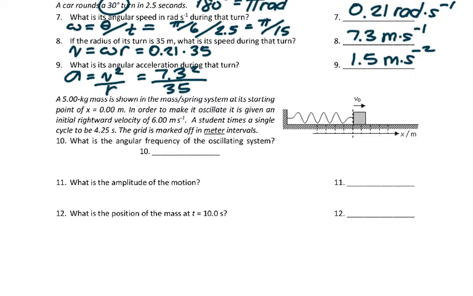And so the angular frequency of the system, that's the first equation from 9.1, would be 2 pi over the period.